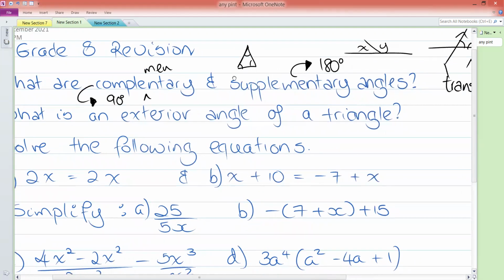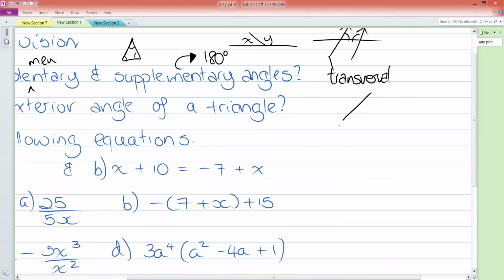Now, what's an exterior angle of a triangle? So let's say I sketch a triangle like that, okay? And I've created a straight line. If this was triangle ABC and I extended the line AC to the point D, it's a straight line, so this is an exterior angle. That exterior angle would be equal to A plus B. So if this is X here, X would be equal to the angle A plus the angle B. That's the exterior angle of a triangle.